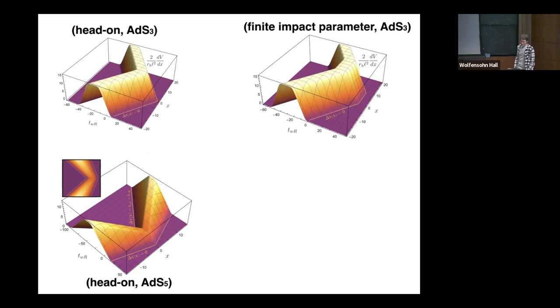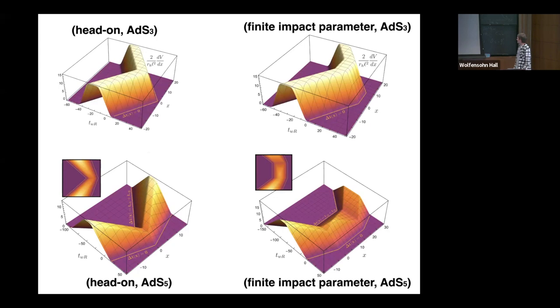And then just for fun, here's a very complicated case, which I'm not going to try to explain. When you do higher dimensions, the thing that happens is that the butterfly velocity is not one anymore, so you see different cones. And then in finite impact parameter, again, you see the effect from up there and how these effects interplay with each other. Okay, I think that's it.